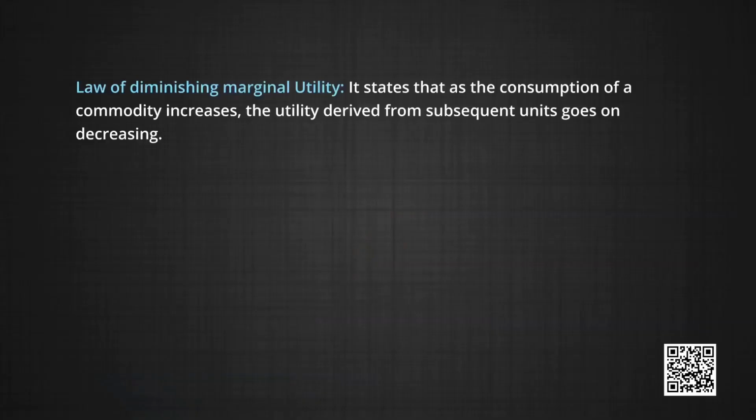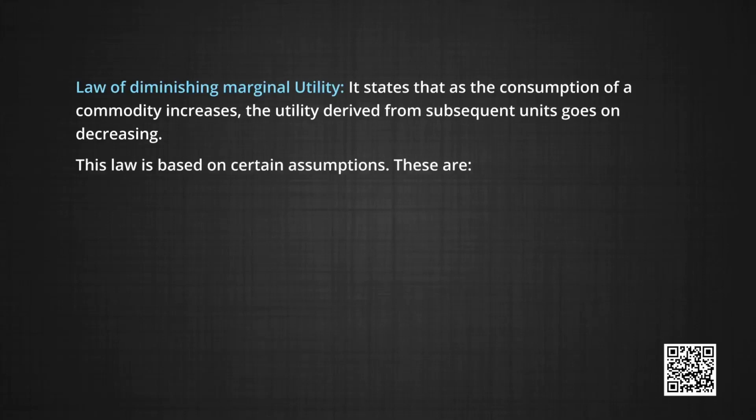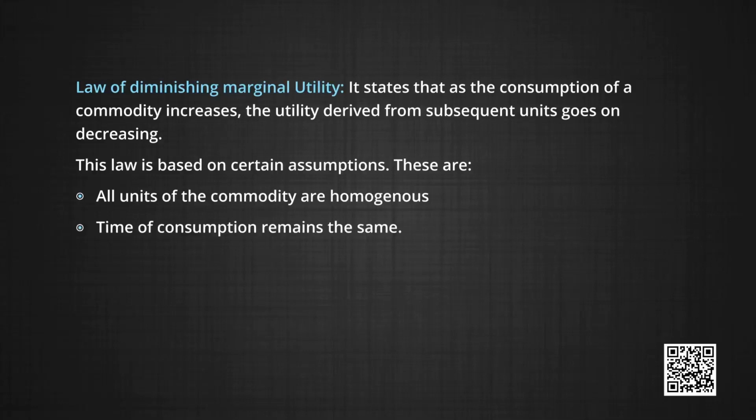The law of diminishing marginal utility states that as the consumption of a commodity increases, the utility derived from subsequent units goes on decreasing. This law is based on certain assumptions. These are: 1, that all units of the commodity are homogeneous. That is, they are identical. Second, the time of consumption remains the same.